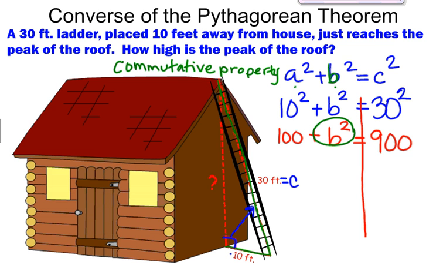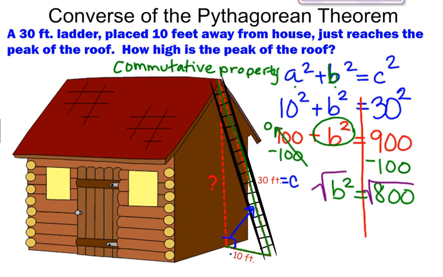So I'm going to begin by circling it, and I need to get rid of this 100. It's a positive 100, so I'm going to subtract 100. That becomes a 0 pair. And what I do on one side, I must do on the other. So now I have b squared equals 800. And I'm not quite done yet because the b is not by itself. In order to finish this problem, I need to square root both sides. And when I do that, b is now by itself.